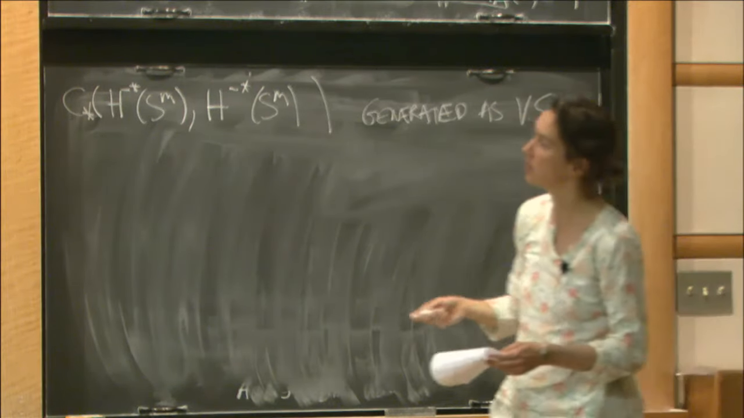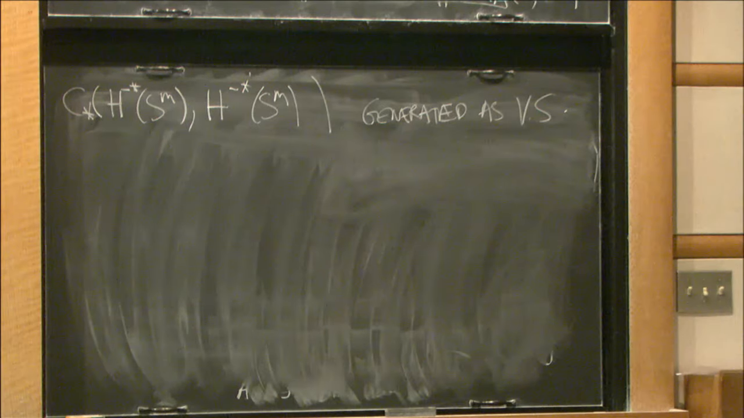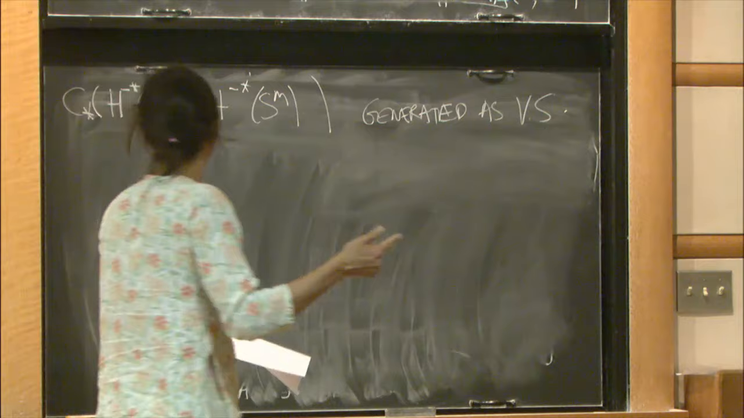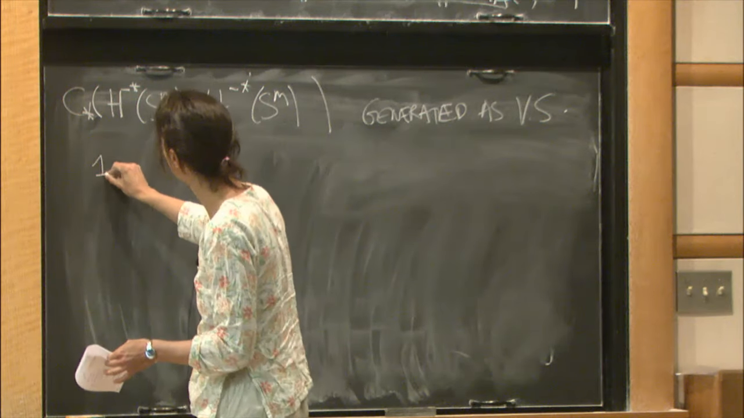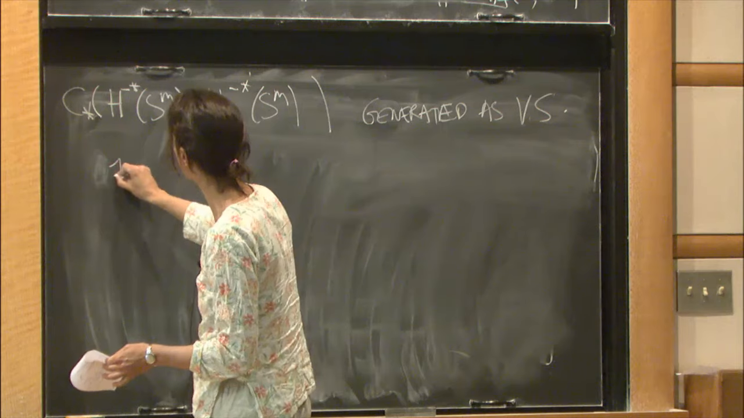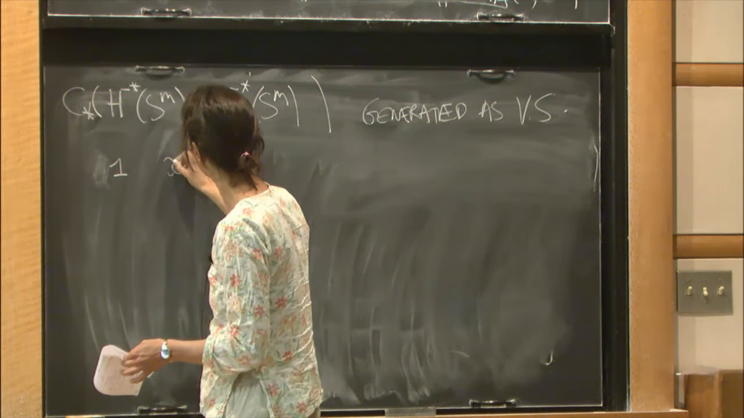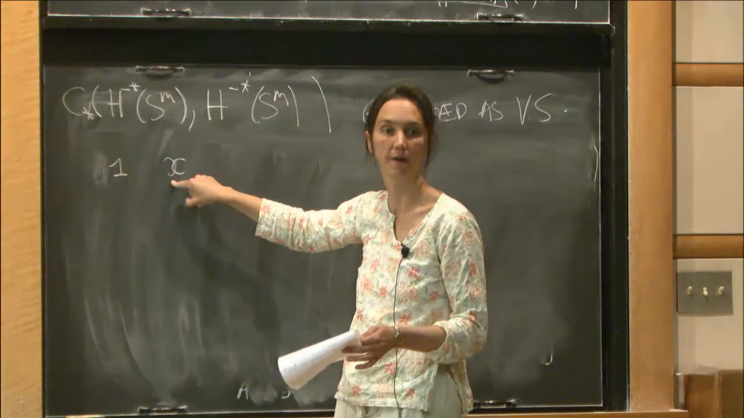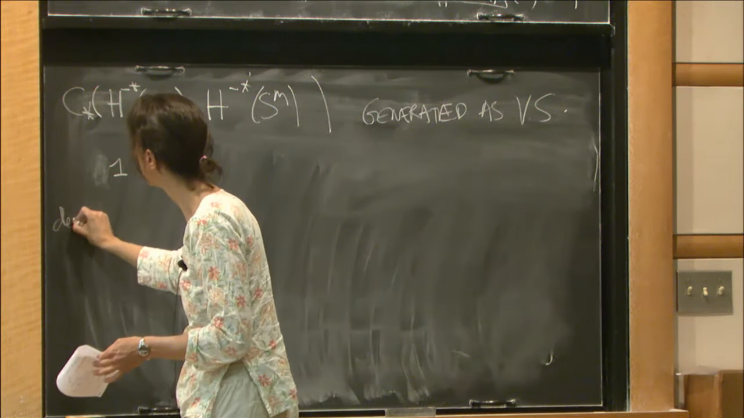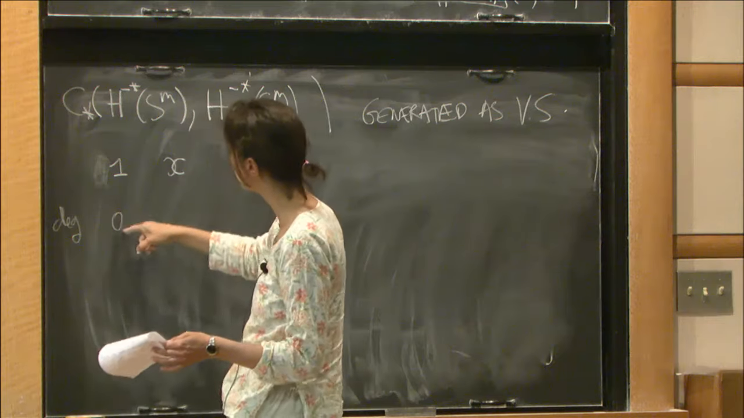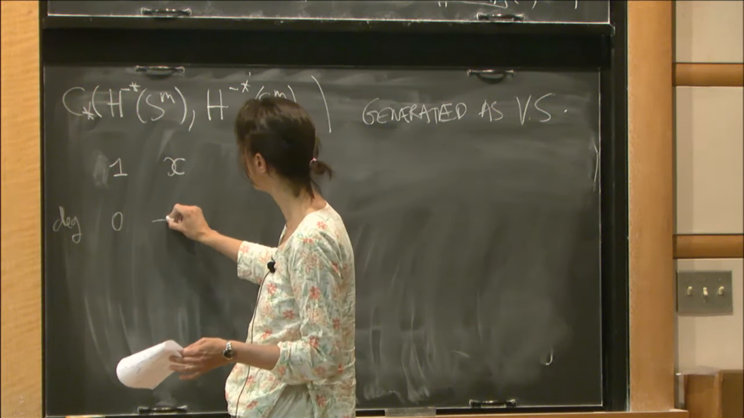I have to take tensor copies of A, but I only take A modulo the unit. When n is 0, I just have the algebra, and the algebra has two generators, 1 and x. This is in Hochschild degree 0. What are the degrees? 1 is in degree 0, and x was in degree minus m.